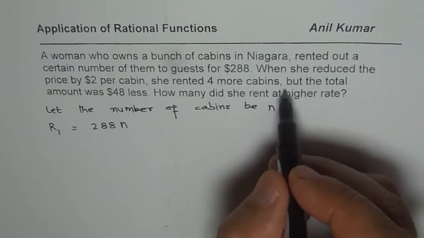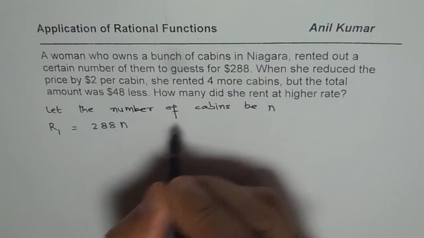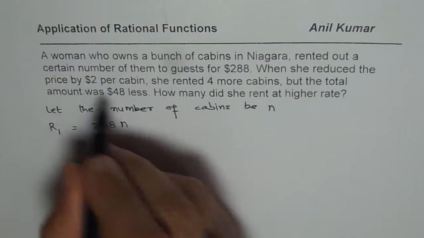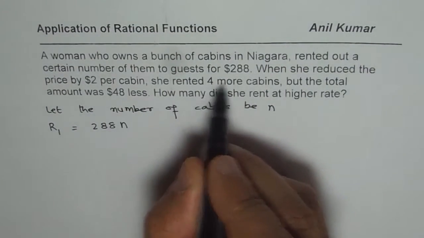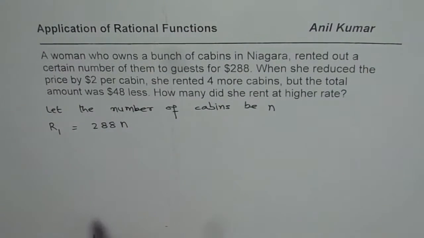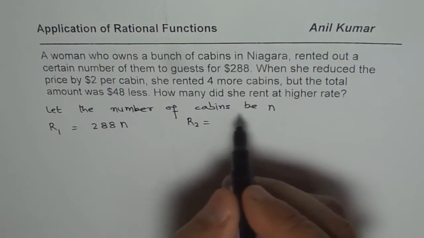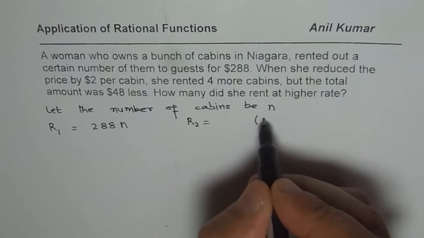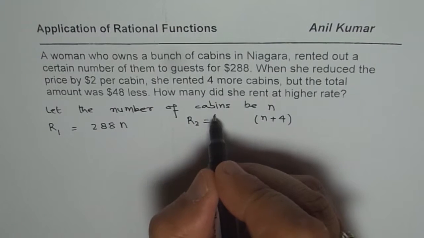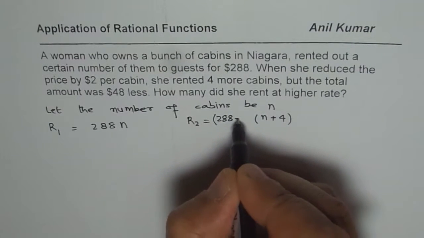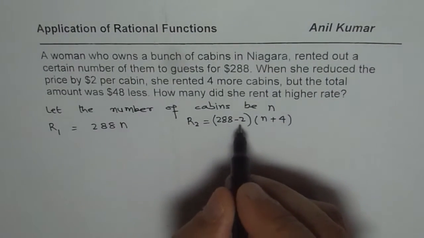Now in the second case, when she reduced the price by $2, the number of cabins, she rented 4 more cabins. Number of cabins rented are 4 more, and the price is $2 less. So in the second case, what we have here is the number of cabins are, let me write number of cabins first, n plus 4. There are 4 more, and the price is $2 less. So the price is 288 minus 2, so that is 286. Correct? So that is the revenue in the second case.